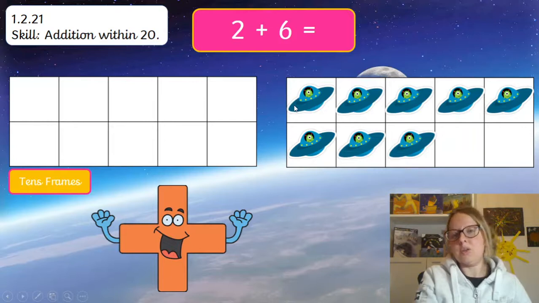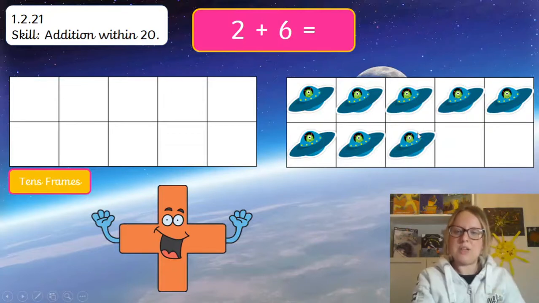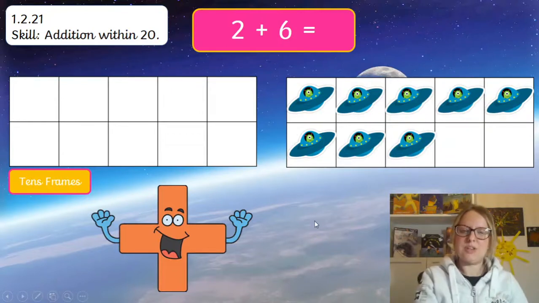Or you know that there are 5 at the top. We know this is 5 without needing to count, don't we? 5, and then we carry on counting. 5, put 5 in your head. 6, 7, 8. So we know that the total altogether is 8.